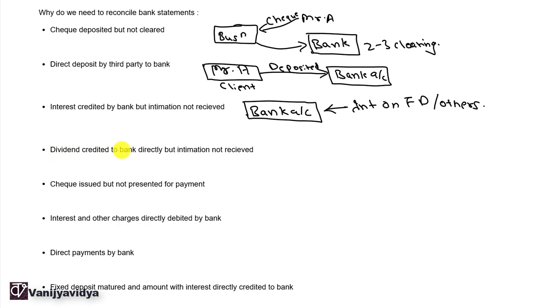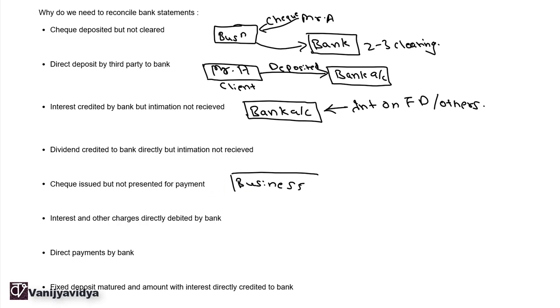Next, dividend credited to bank directly but intimation not received. Now this is same as the interest. Okay, so there is some dividend which has been credited to the bank, but for the same dividend we have not received the intimation, so it's not recorded in our books of accounts. Next, check issued but not presented for the payment.